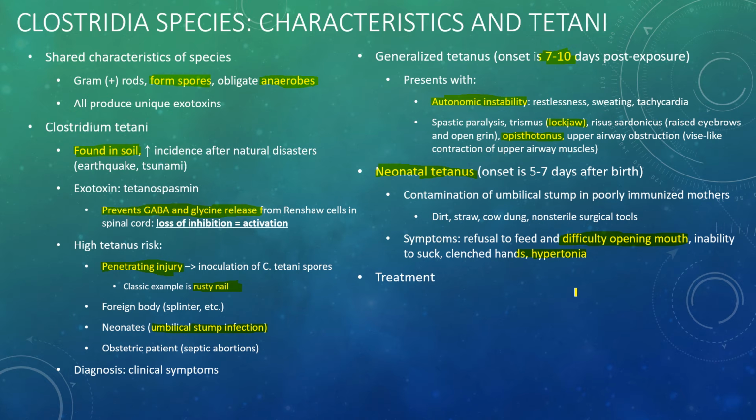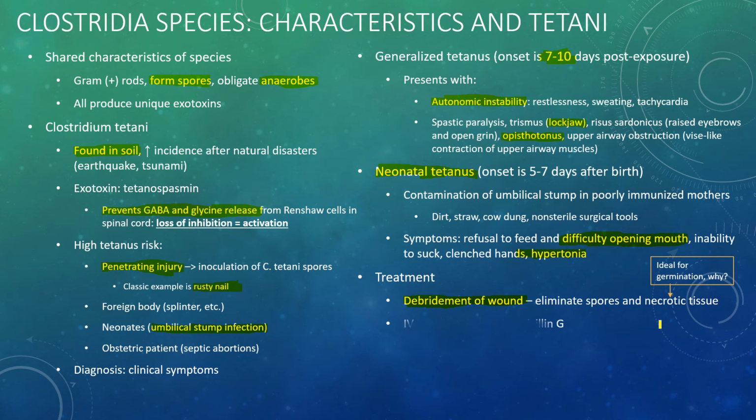So how are we going to treat these patients? The first thing is, if we have a wound, remember we have a high tetanus risk from a penetrating injury or foreign body, we need to debride the wound to eliminate the spores in the necrotic tissue. Remember, this necrotic tissue is a perfect site for germination because it's lost vasculature. And these are anaerobic bacteria, so they'll grow in anaerobic conditions. So you need to debride the wound, clean it up, and remove it, to get rid of the spores and all the bacteria living in there, and get rid of the dead tissue that the tetanus likes to grow in.